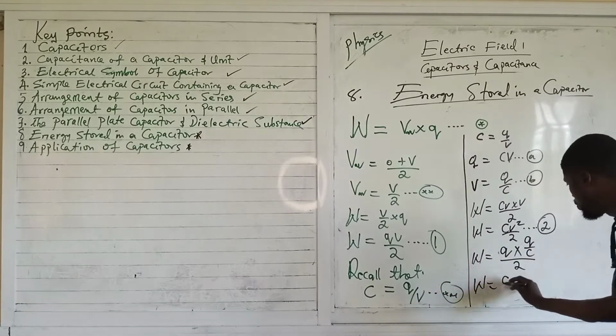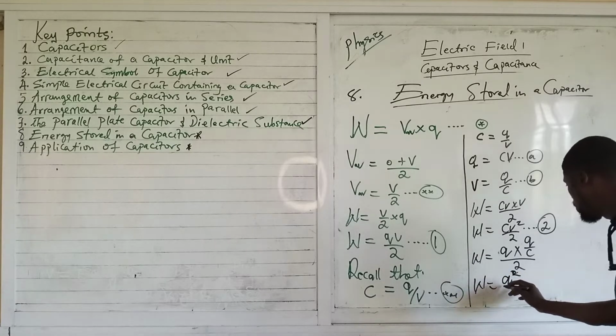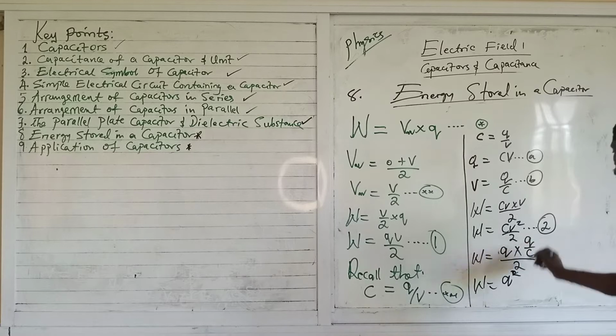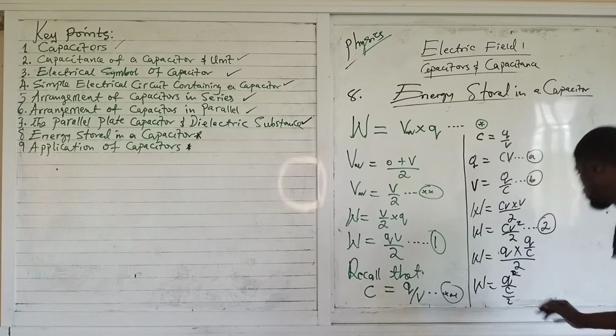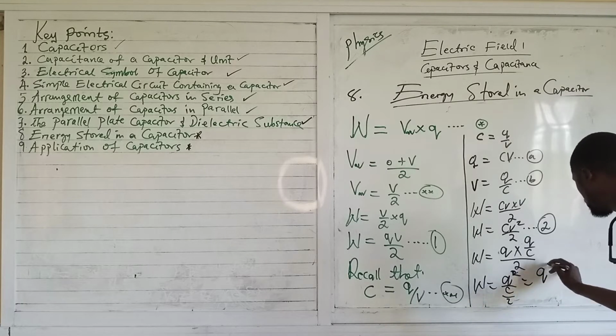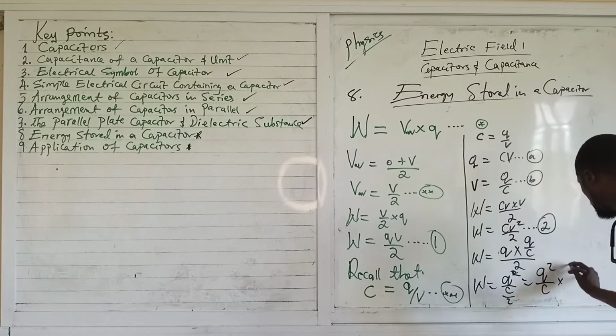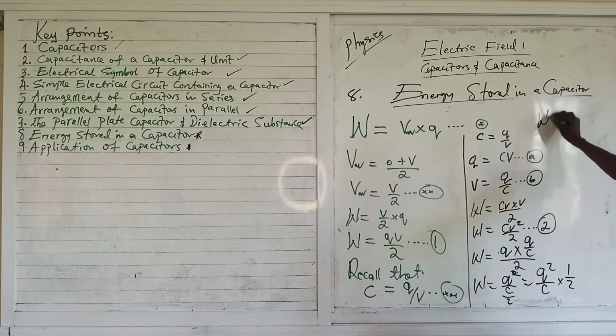Q times Q, you have Q squared all over C, all over 2. So this means Q squared all over C times 1 all over 2. So we have W is equal to Q squared divided by 2C. You can call this your equation number 3.